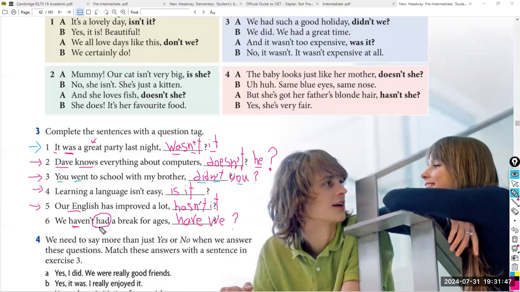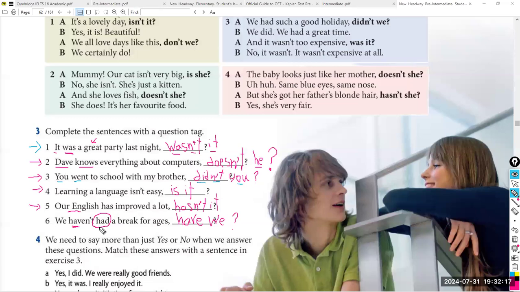Too many students, guys, previously told me, please, teacher, we need applications we can use just to communicate, to talk with native speakers. We need to practice speaking. The problem was all the time when my students wanted to talk to native speakers, the conversation wasn't long. The maximum amount of time was only 1 minute. The main reason is because we don't use a question tag.